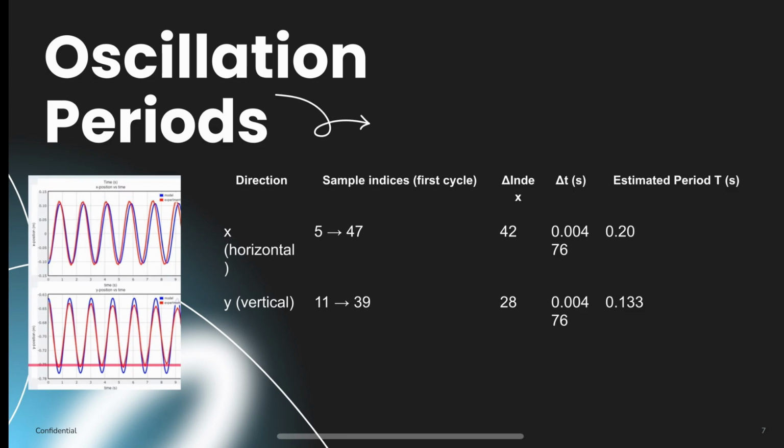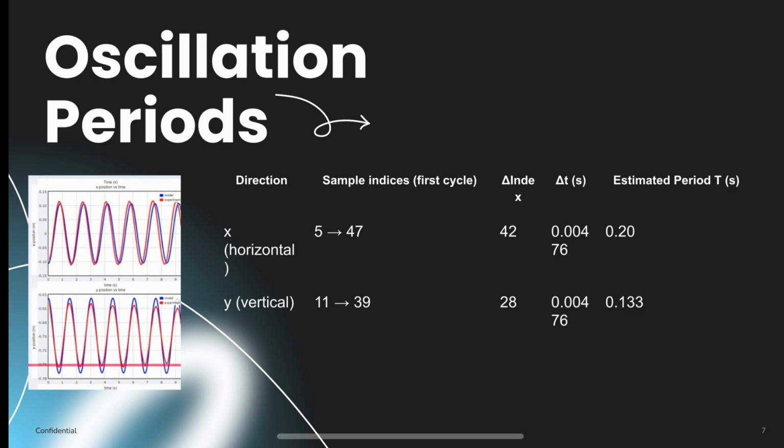For the vertical motion, the first maximum occurs at index 11 and then the next at index 39. This gives a time of 28 times 0.00476, or 0.133 seconds. These results make physical sense. Vertical motion oscillates faster because gravity adds to the spring's restoring force, whereas horizontal motion is slower because it's only influenced by the spring in that direction.